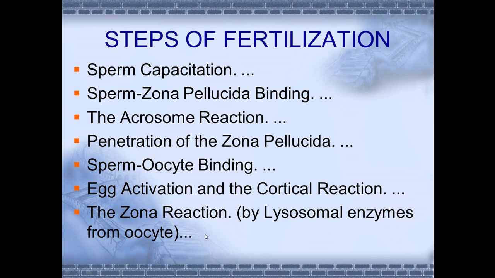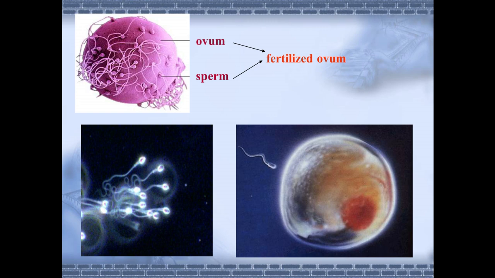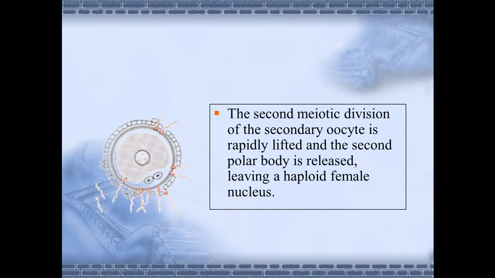Okay, we can see the slide. This is an ovum, and see how many sperms are there, but only one sperm can fertilize the ovum. The sperm is traveling towards the ovum. Okay, this much we already know earlier. Regarding the oocyte, there is formation of the secondary oocyte, and the second polar body is released and the nucleus remains haploid now.